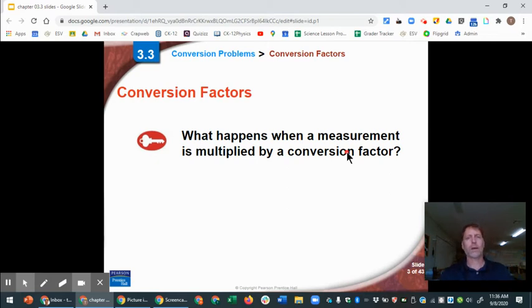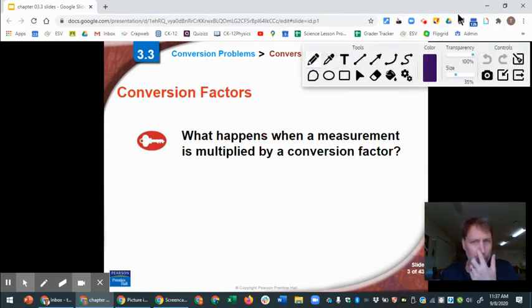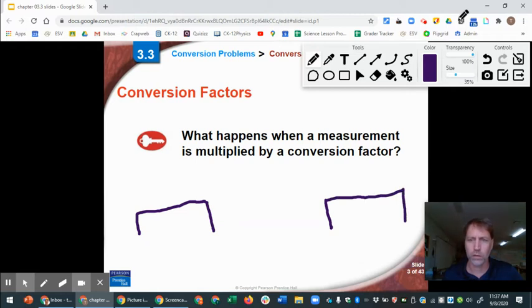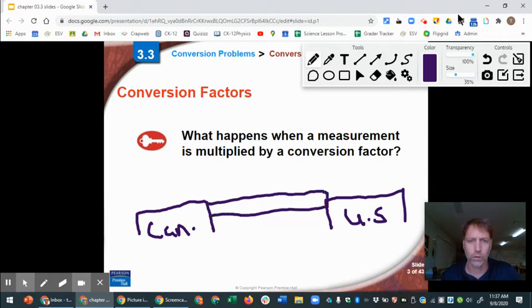First we have to talk about a conversion factor. A conversion factor is like a bridge that takes you from one set of units to another set of units. I'm going to be dealing with a little bit of drawing here today. So here's a bridge, here's some land, and let's say this is the U.S. and this is Canada. To cross between these two countries over a body of water, you need a bridge.